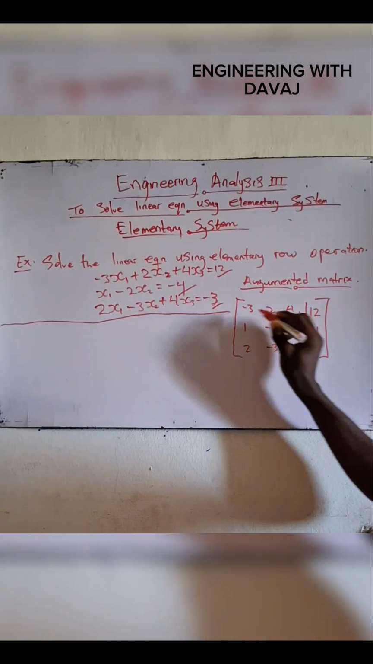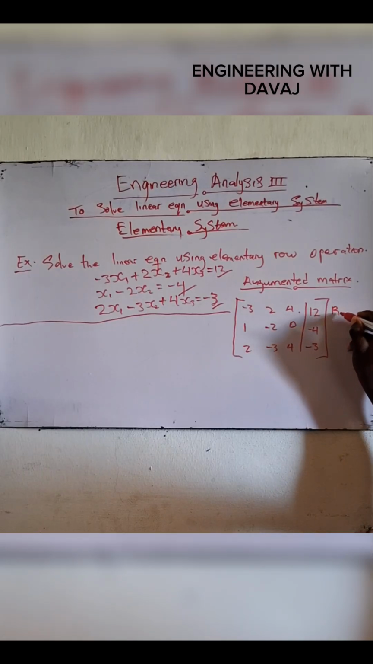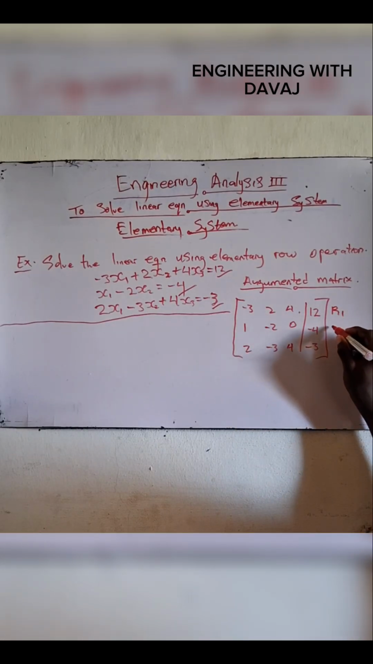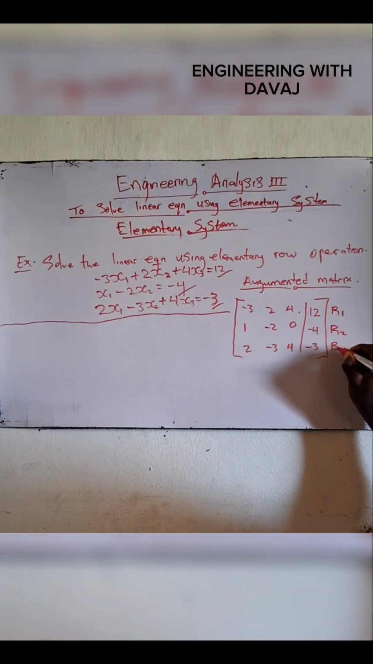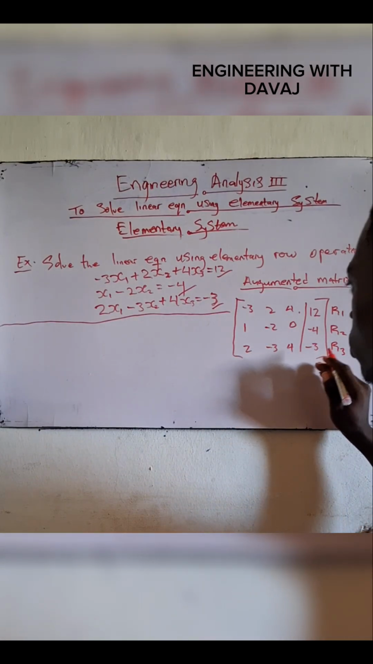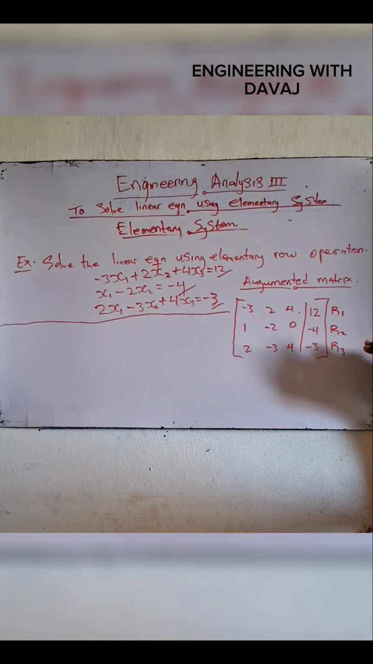First, let me say this is my first row, I'll name that row 1. This is my second row, I'll name that row 2. And this is my third row, I'll name that row 3. I will do something by interchanging row 2 and 3.